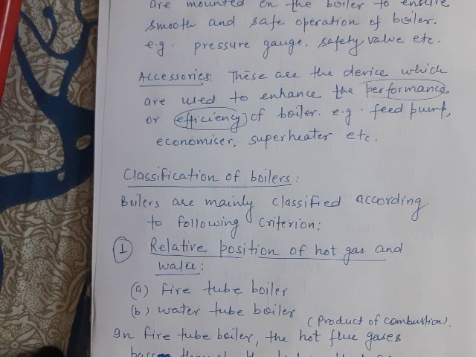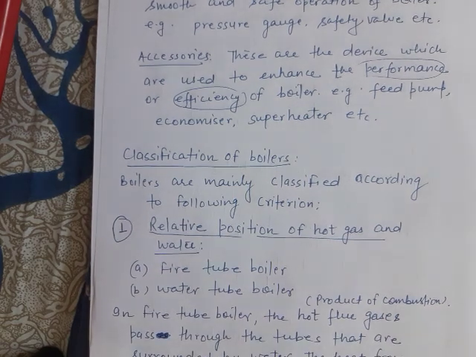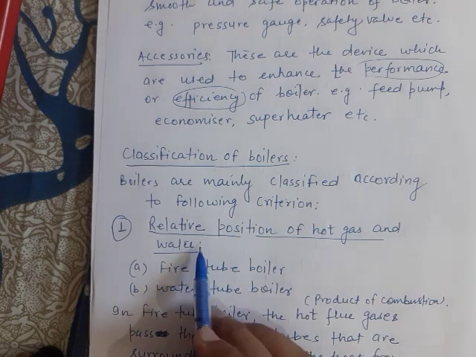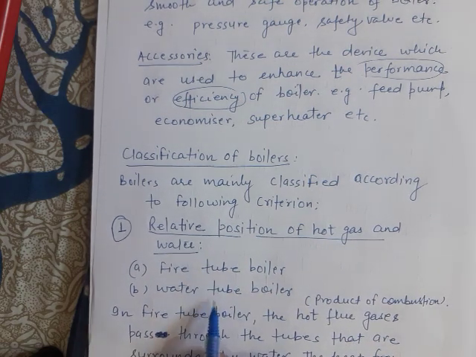Please note, when fuel is fired inside the furnace, the hot flue gases are generated, and these hot flue gases exchange heat with the water, meaning they transfer heat to the water and the water is converted into steam. Now, the first important criteria for the classification is the relative position of the hot gases and water. According to this criteria, the boilers can be classified into two categories: one is the fire tube boiler and another one is the water tube boiler.